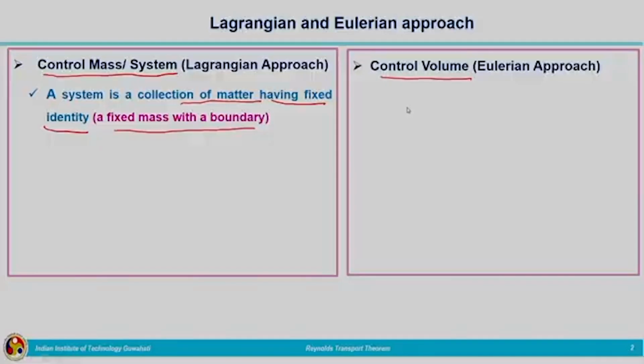But in the case of the Eulerian approach, we are not interested in the entire flow path of the fluid particle. We are fixing a frame of reference, and with that frame of reference, we will be analyzing the fluid flow properties. We will be studying the fluid flow characteristics. And in the Eulerian perspective, control volume is the fixed region in space.